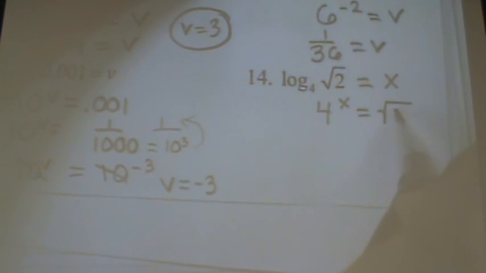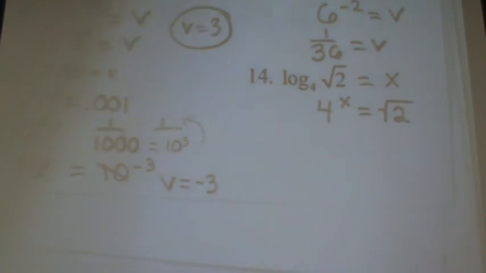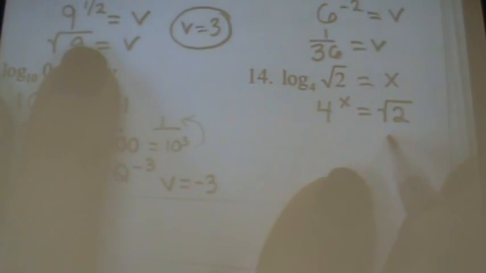And the last one. 4 to what power is the square root of 2? This is the hardest one. Well, how do you write the square root of 2 in another way? 2 to the half power.